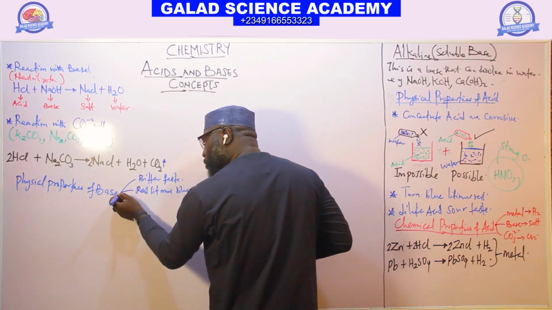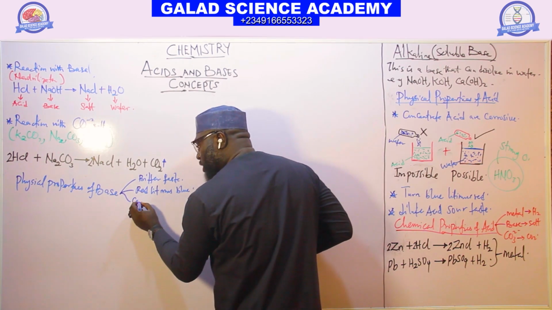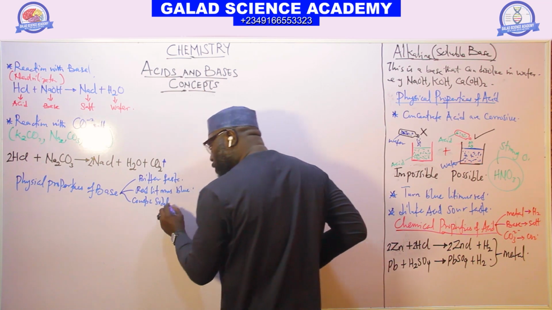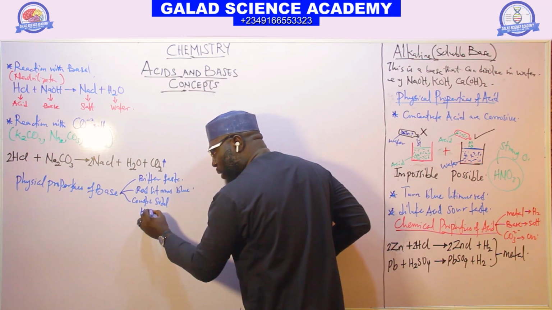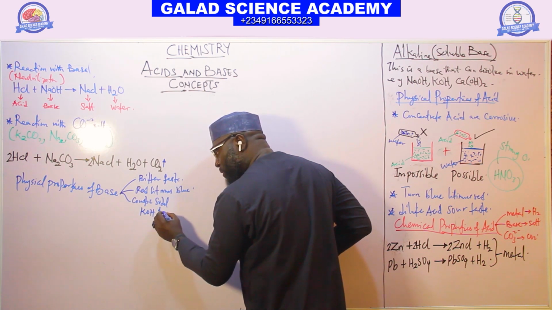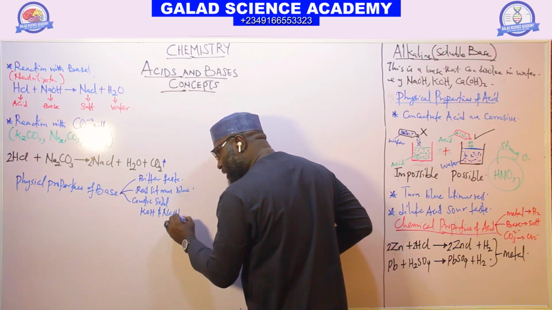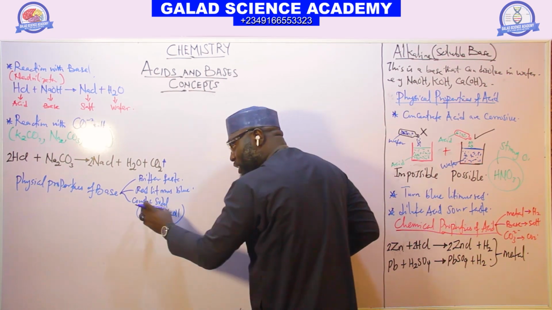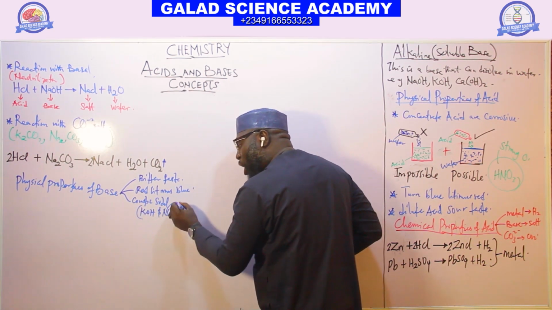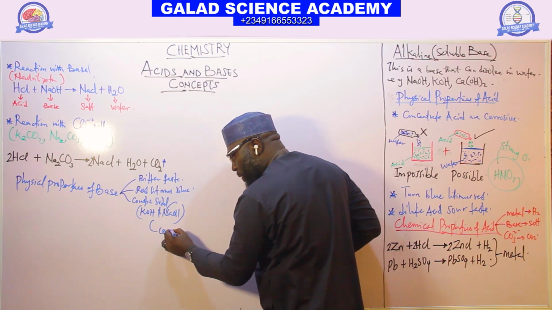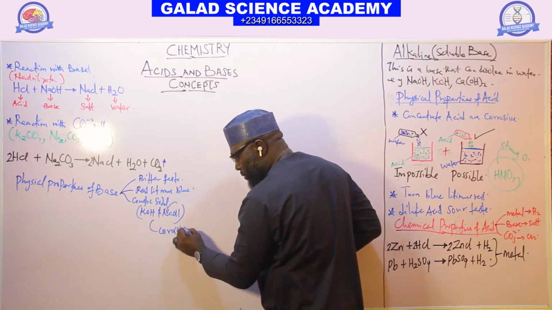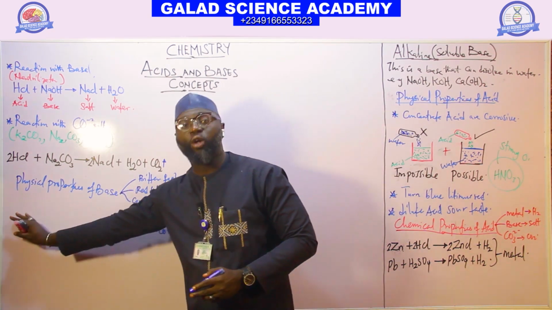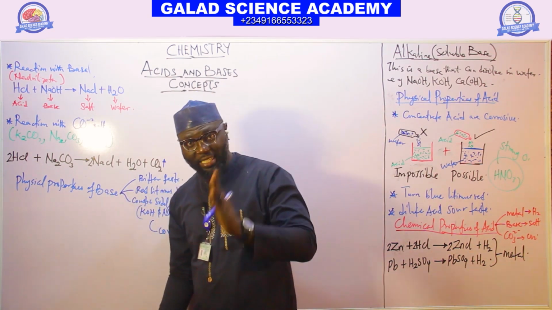And the next one is caustic soda, which is a combination of potassium hydroxide and sodium hydroxide. When they are concentrated, these two bases are also corrosive. That is the physical properties of base.